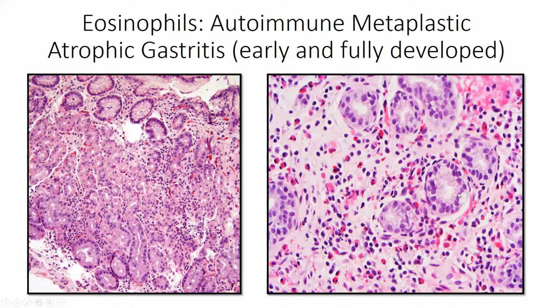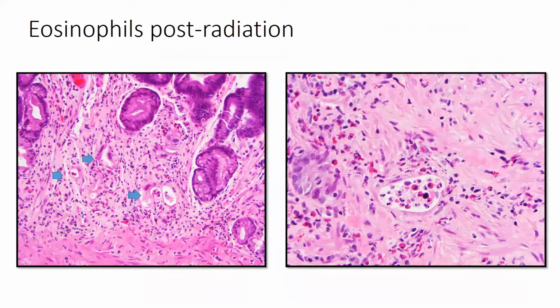And then in a patient with complete atrophy with pyloric metaplasia, and then a more prominent eosinophilic infiltrate. We can also see EOS in the stomach in the status post radiation. This was a patient who, unbeknownst to us, had a history of radiation for lung cancer, and the biopsy was sent to rule out adenocarcinoma because of these atypical glands in the middle.